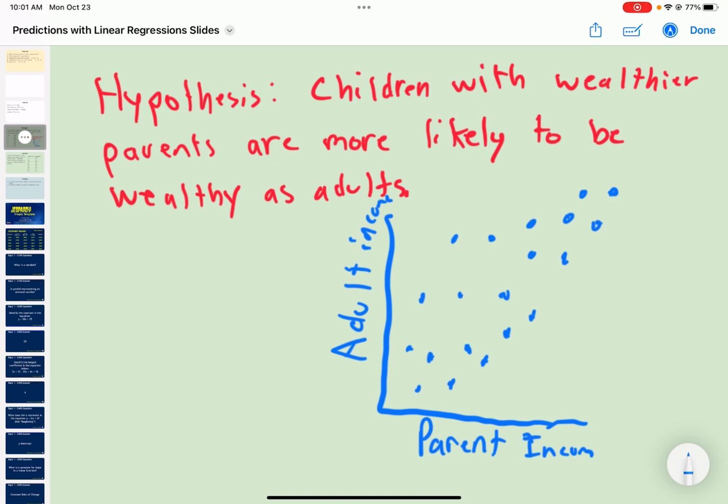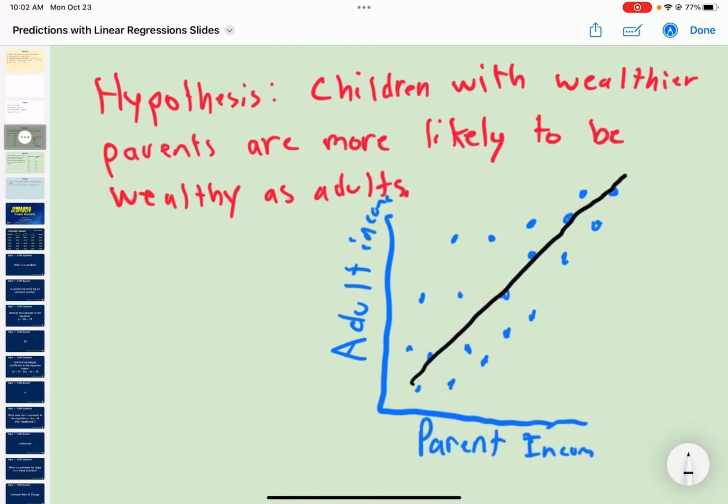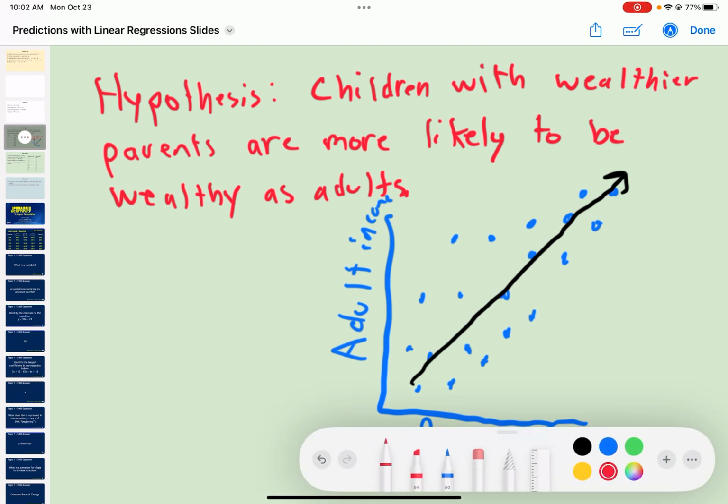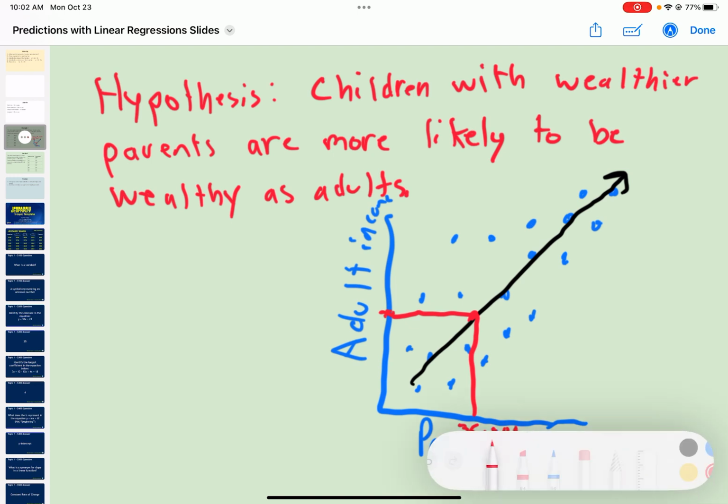All right, and this is what it looks like. And it looks like I have a positive relationship here, which was my hypothesis, that children with wealthier parents are more likely to be wealthy as adults. Then we'd end up getting a line of best fit, and I could end up using this line of best fit. And I'd say, okay, there's a kid whose parents make $35,000 a year, right? The line of best fit would predict how much money they make as an adult. Okay? And that's what we're going to be doing in this video.